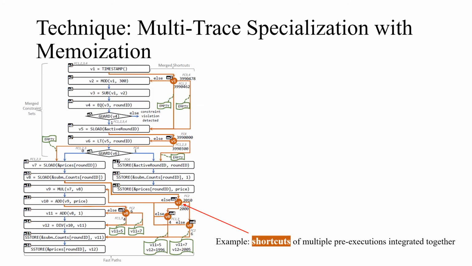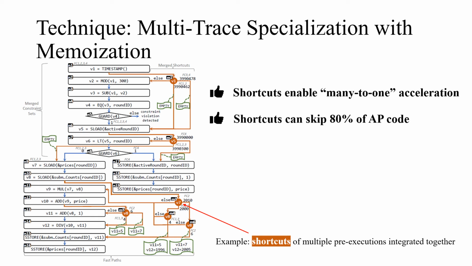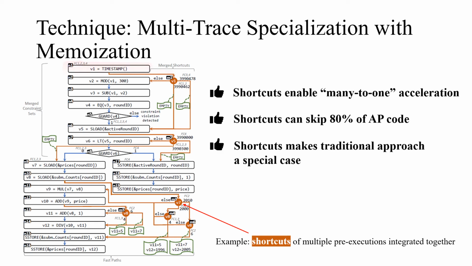The shortcuts added are very flexible and powerful. They can skip different segments of an AP execution independently based on the values remembered in different pre-executed futures. This is how we achieve the many-to-one cross-acceleration. In the evaluation, we observe that more than 80% of the AP code can be skipped by the shortcuts. In the best case of a perfect prediction, shortcuts can skip all the computation instructions of an AP, which is almost as efficient as the traditional approach would perform. This makes our approach a generalization of the traditional speculative execution.